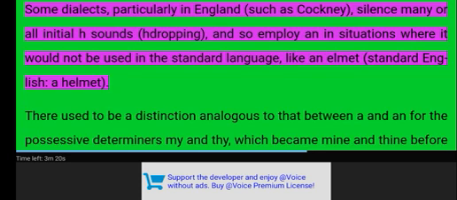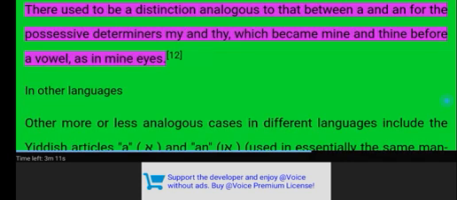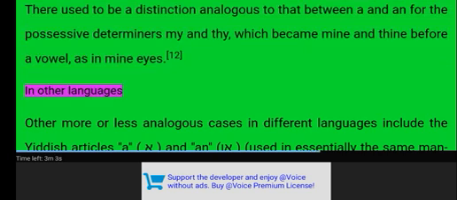Some dialects, particularly in England, such as Cockney, silence many or all initial H sounds, called H dropping, and so employ it in situations where it would not be used in the standard language, like in "an helmet" instead of standard English "a helmet." There used to be a distinction analogous to that between "a" and "an" for the possessive determiners my and thy, which became mine and thine before a vowel, as in "mine eyes." 12. In other languages.